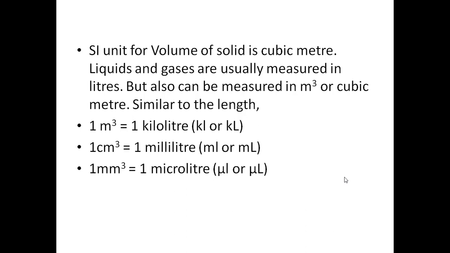SI unit of volume of solid is cubic meter. Liquids and gases are usually measured in liters, but also can be measured in m cube or cubic meter. Similar to the length, 1 meter cube equal to 1 kiloliter, kL or K capital L. 1 centimeter cube is equal to 1 milliliter, mL or m capital letter L. 1 millimeter cube is equal to 1 microliter or mu L or mu capital letter L.